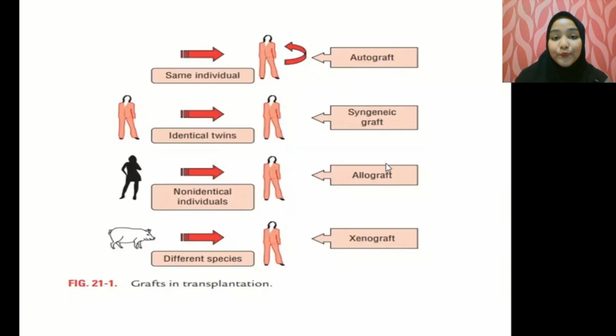Okay, this is the last slide. It is just to sum up all the things about the types of transplant. The first one is autograft, which occurs within the same individual; syngeneic or isograft, between identical twins; allograft, between non-identical individuals; and also xenograft, between different species. So that's all for me.